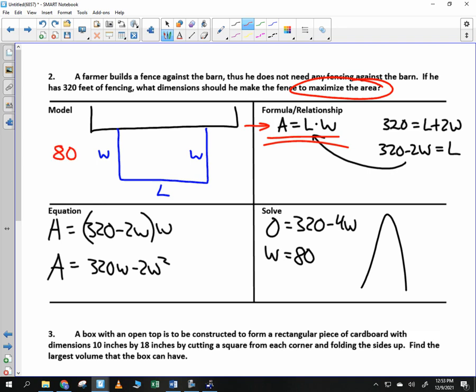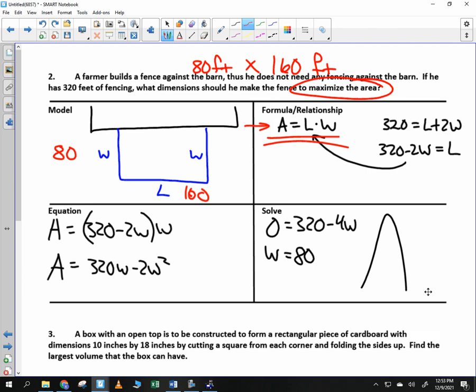How do I figure out the length? This thing right here tells me the length. The length is 320 minus 2 times 80, which would be 160, so I get 160. So the answer is what dimensions? I suppose we would say 80 feet by 160 feet. So whatever you come up with might be part of your answer, or it might be just the way to come up with your answer.